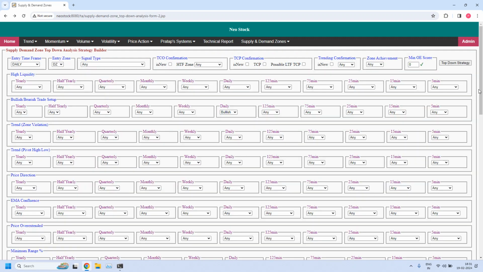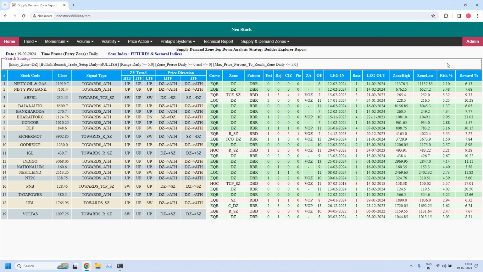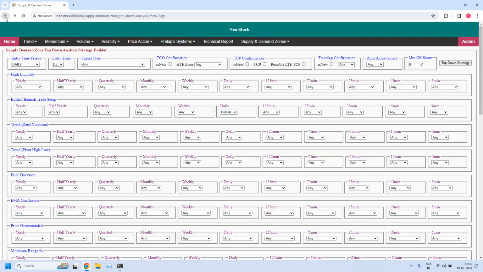And the last one we see within 5%, how many stocks are there? Maximum price percent to reach the zone. Within 5%, these 19 stocks are there. So this is about stocks currently supporting bullish trade setup, and a minimum reward should be within 5% level. So let me go back.